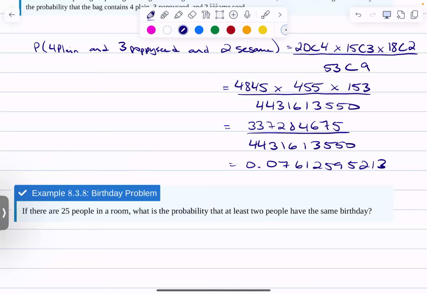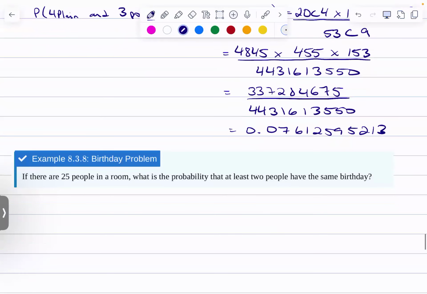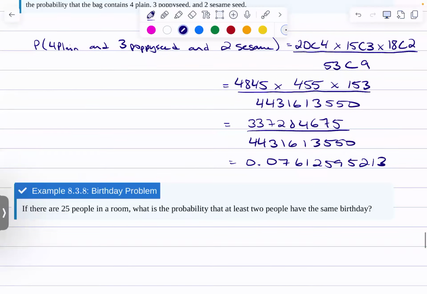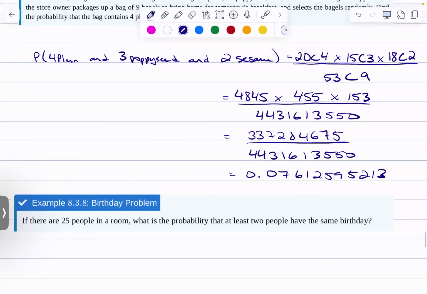Any questions about this one before we go to the birthday problem? There are videos about the birthday problem, so it's kind of a well-known problem.